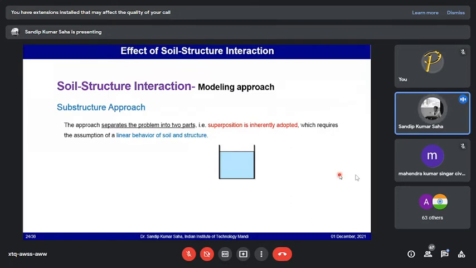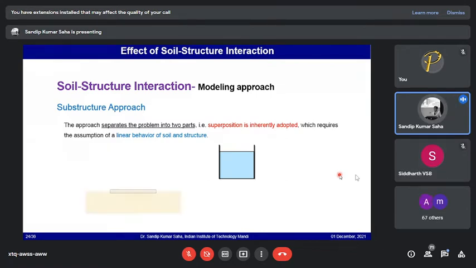The simplest way is to go for the substructure approach. In the substructure approach, we isolate the problem in two parts: one for the ground, one for the structure. Then the superimposition is done. Definitely, whenever there is non-linearity, this substructure approach may or may not give you accurate results, because it is not possible to ensure that your substructure approach will always be conservative. That we have seen in our analysis as well.